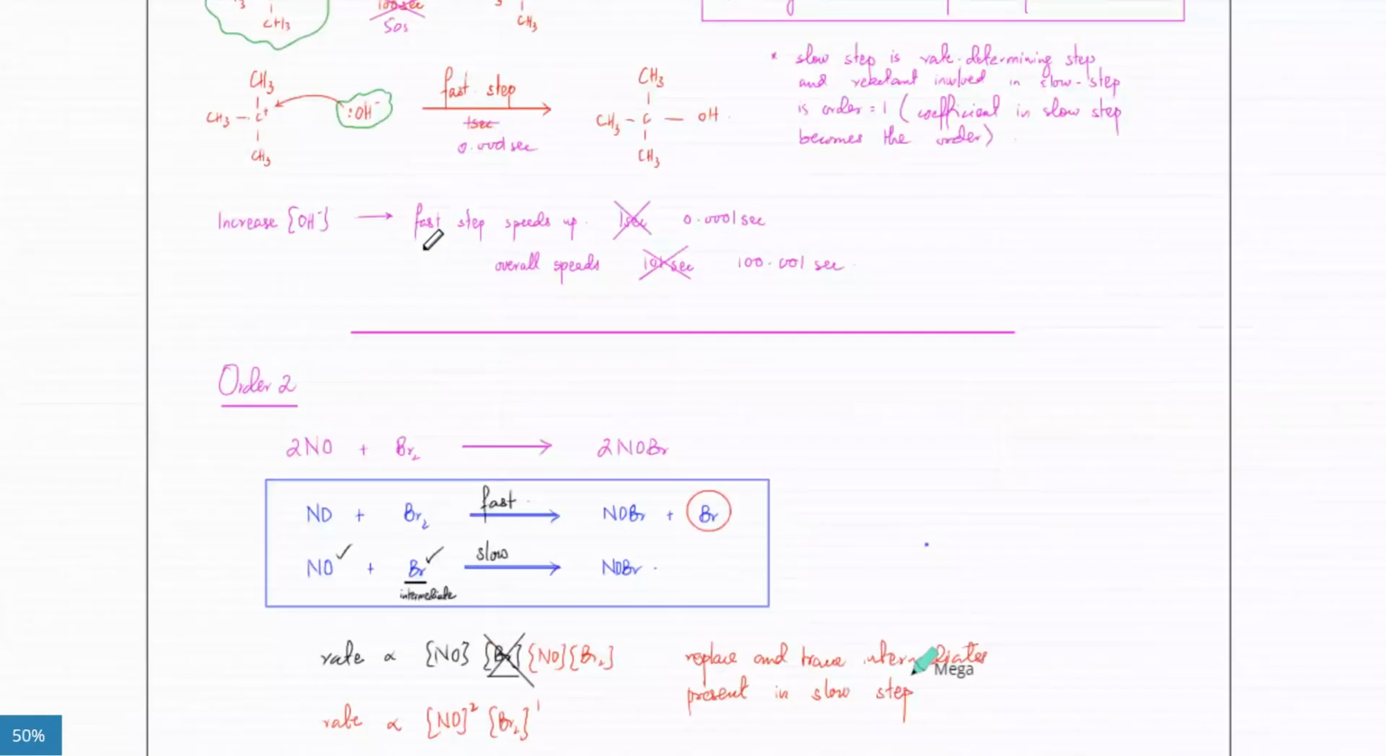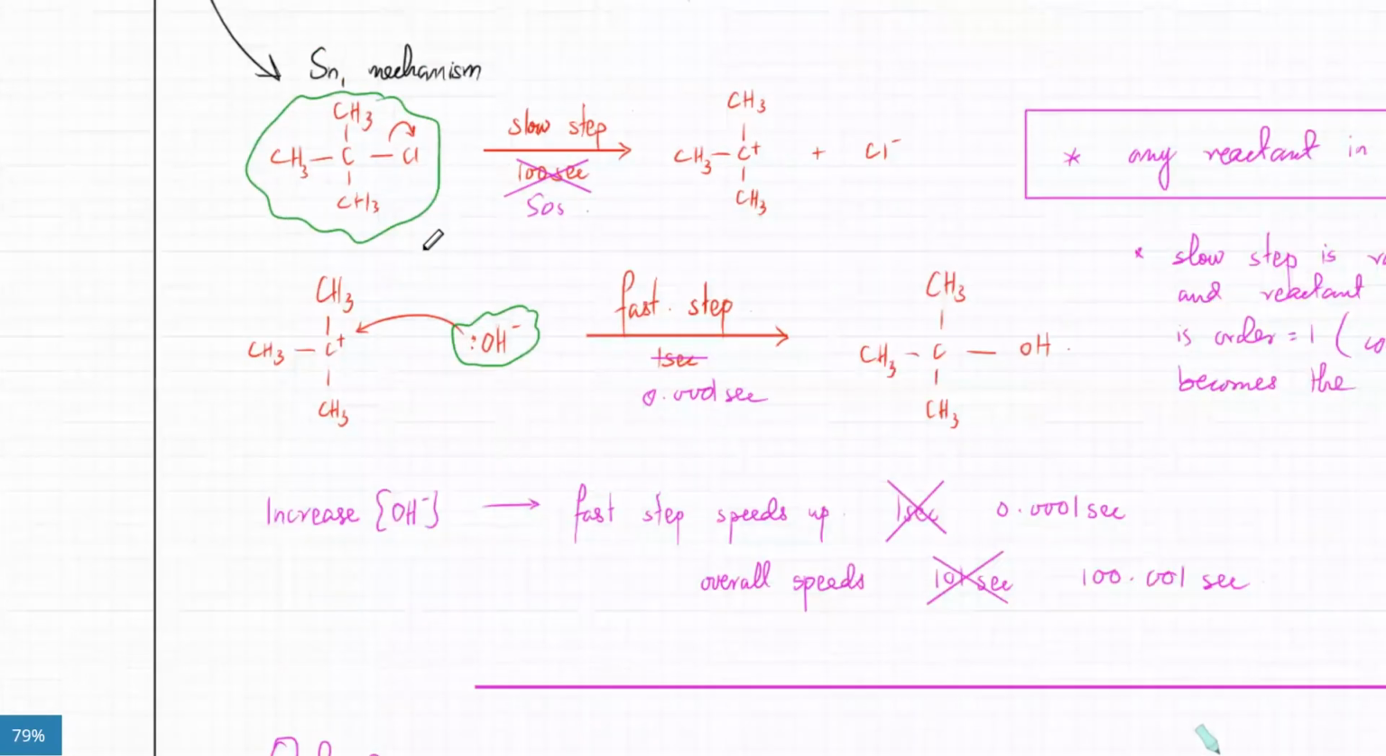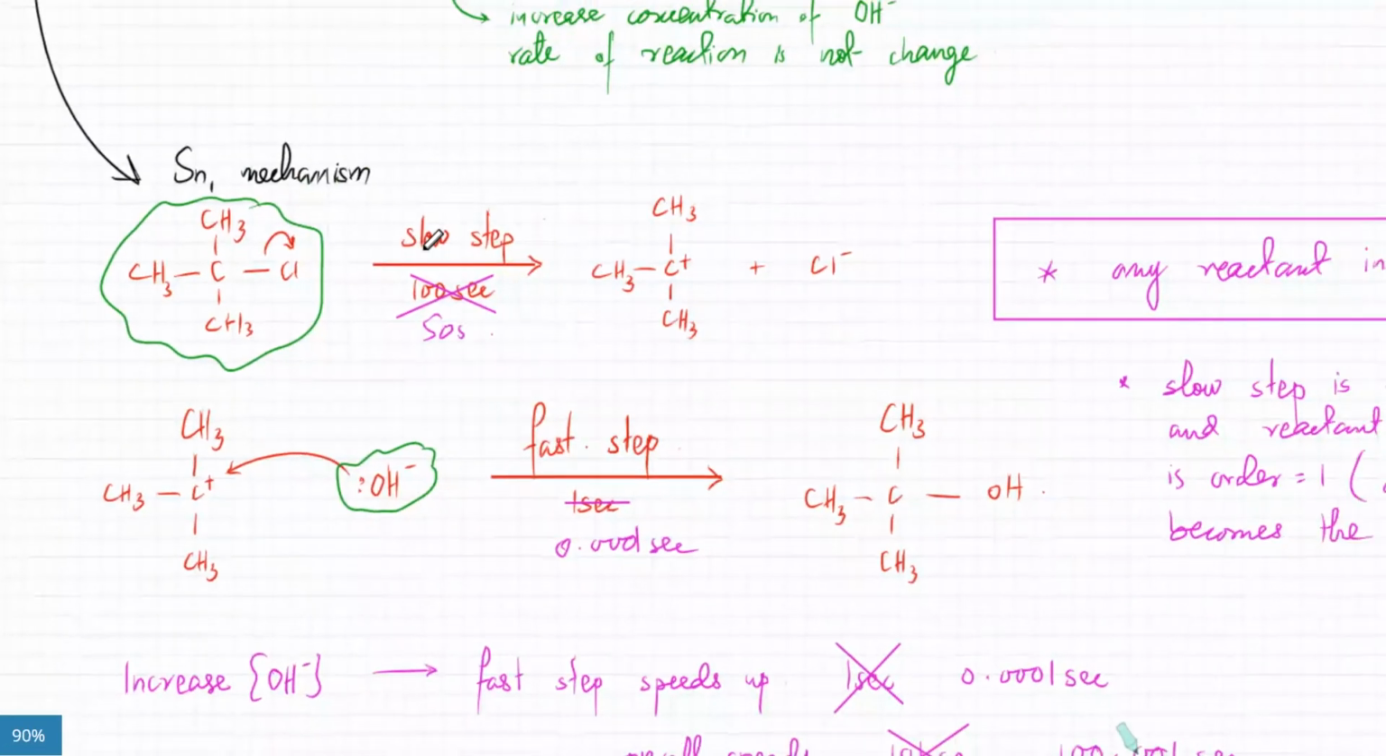So anyways, it's order 0, 1, and 2. Order 0 is if you're given a mechanism, any reactant that's involved in the fast step, the rate of the reaction is not dependent on the concentration of that particular reactant. If you increase the concentration of OH, the fast step speeds up, which is not going to speed up the overall reaction. So rate over here would only be dependent on the reactant that's involved in the slow step, which is going to be this one. So any reactant that's involved in the slow step, that's order 1. Any reactant that's involved in the fast step, that's order 0.